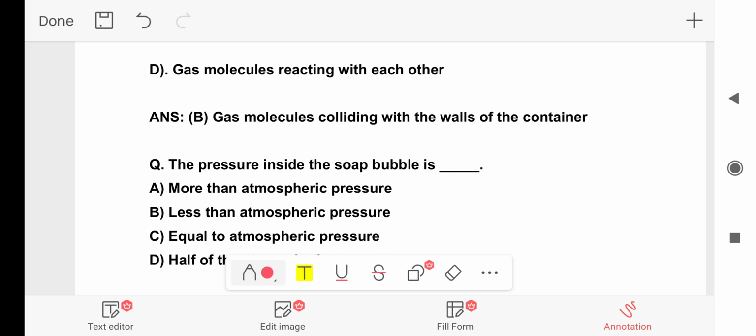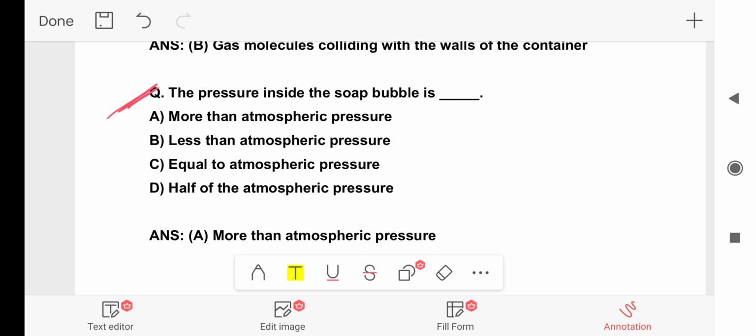So the next question is, the pressure inside the soap bubble is, and the options are: more than atmospheric pressure, less than atmospheric pressure, equal to atmospheric pressure, or half of the atmospheric pressure. And the answer is more than atmospheric pressure. So the pressure inside the soap bubble is more than the atmospheric pressure.